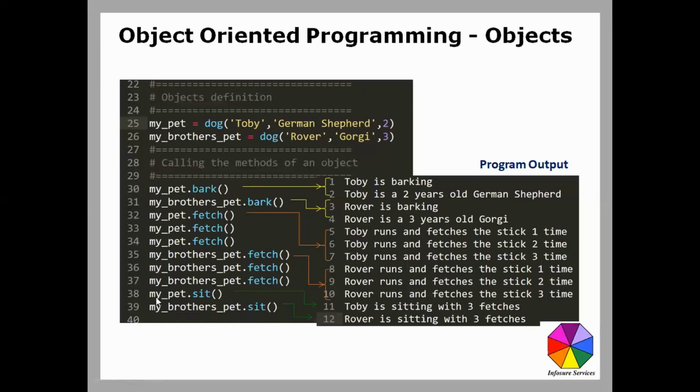Finally, you can say myPet.sit, my brother's pet.sit. Toby is sitting with 3 fetches. Rover is sitting with 3 fetches. You can increment the fetch count and finally call an output, say sit, to get the result. Okay, so this is the definition of the object, like this. Initialization, the constructor is called internally.